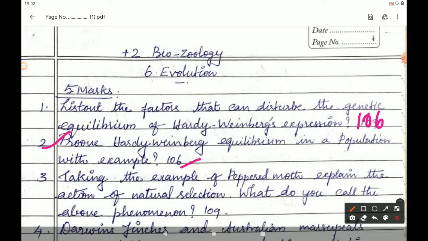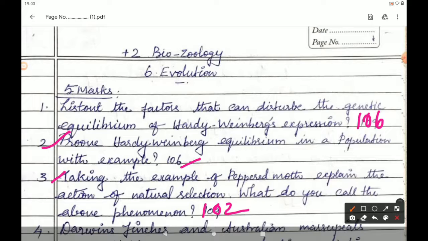Close the bracket. The next question, third question: taking the example of peppered moth, explain the action of natural selection. What do you call the phenomenon? Answer is given in page number 102. Students, you have already studied this under evolution by anthropogenic sources. There are two types, natural selection and artificial selection. Under natural selection you have studied this as a 3 mark question, the whole paragraph, page number 102 under the heading 6.5.5 evolution by anthropogenic sources, natural selection.